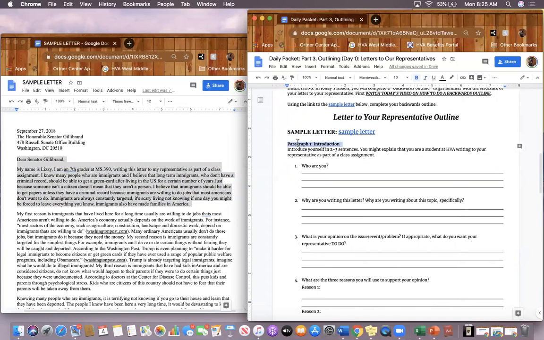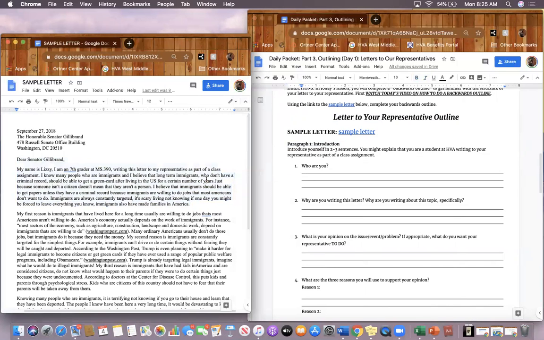Paragraph 1, Introduction. Introduce yourself in 2 to 3 sentences. You might explain that you are a student at HVA writing to your representative as part of a class assignment. So the first question in our outline is, who are you? Let's look back and find the sentence that Lizzie uses in the example letter to answer that question.